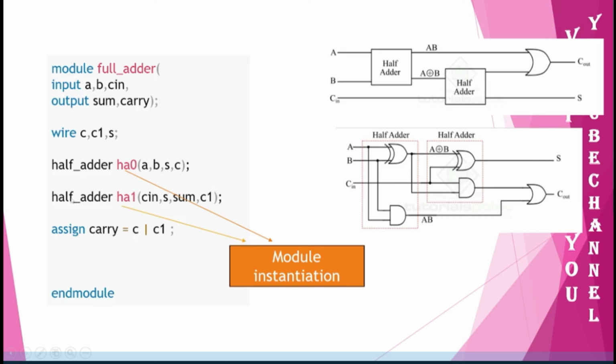Okay, here for the first half adder the connections are a, b, s and c. For the second half adder the connections are c and s, sum and c1. So I am just placing two copies with different connections. That is called module instantiation.